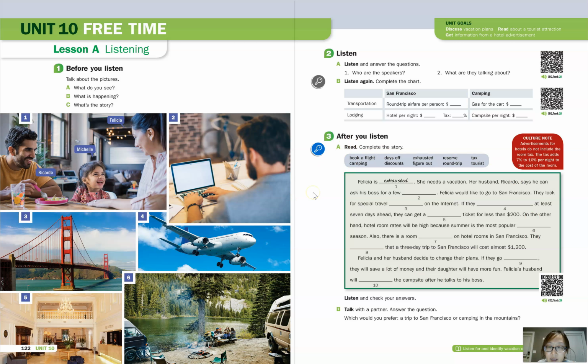So go ahead and complete the story with the words or phrases from the box. And you can pause the video and continue when you're finished, and I will play the answers. Okay, so now I'm going to play the answers and you can follow along. Page 123. Exercise 3A.